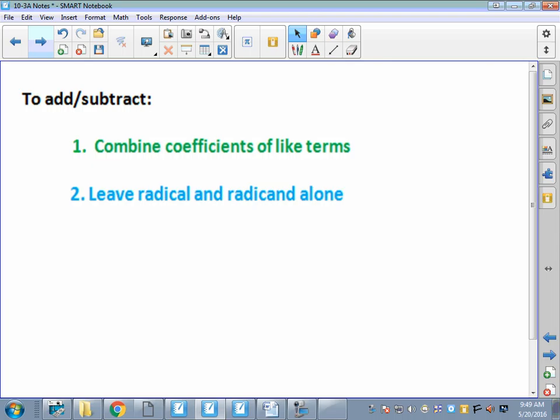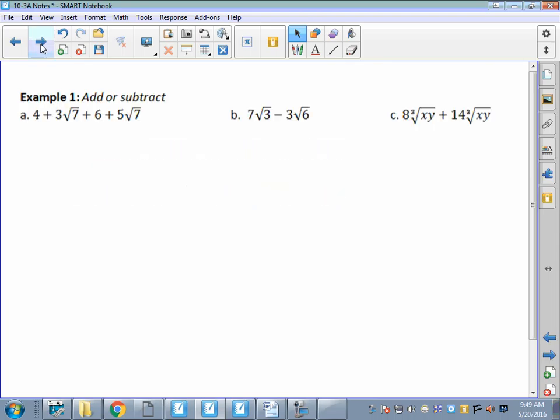So let's do a quick example. I should have put the examples right on the same screen here. For example, 1a, I've got 4 plus 3 square roots of 7 plus 6 plus 5 square roots of 7. I see two pairs of like terms. One pair of like terms have radicals. One pair of like terms don't have anything on them. Do you see the square roots of 7? I've got 3 square roots of 7 plus 5 square roots of 7. If we combine those the same way that we combine variables, I am looking at 8 square roots of 7.